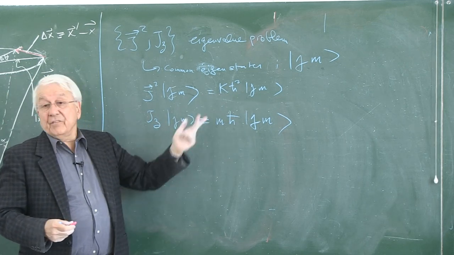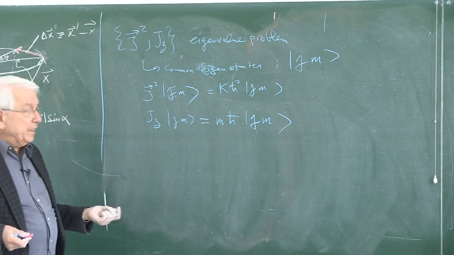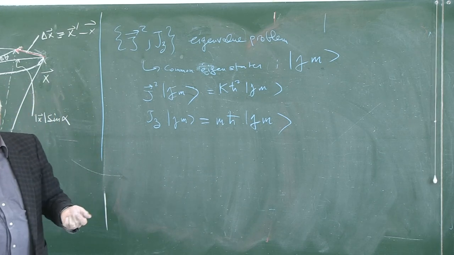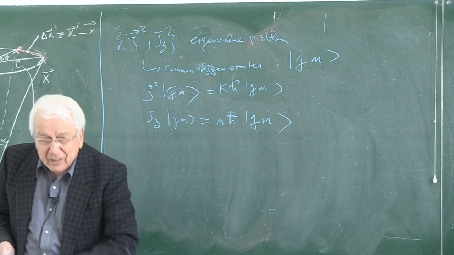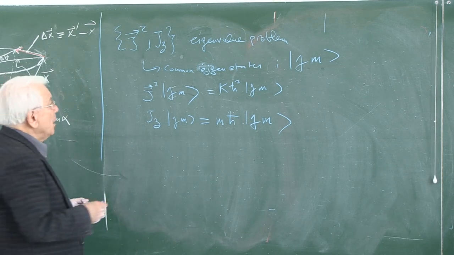Eigenstates are common, eigenvalues naturally are different, right? That's the definition of a common eigenstate problem. Now we are going to need some operators, ladder operators. In the remaining minutes, let me work them out.